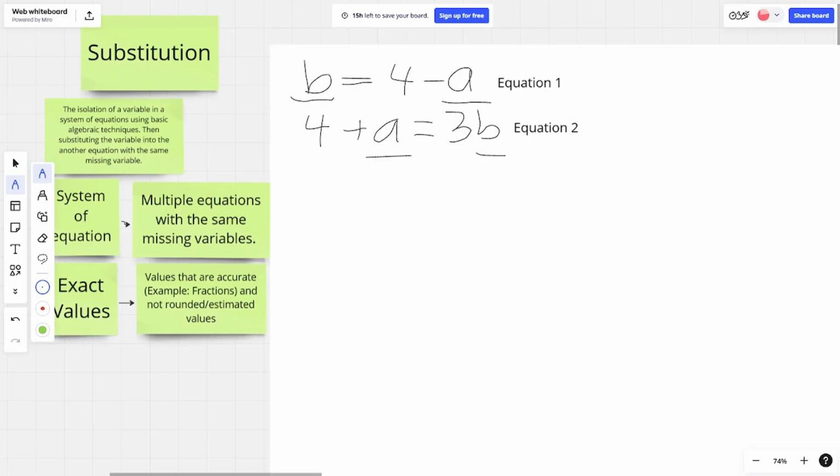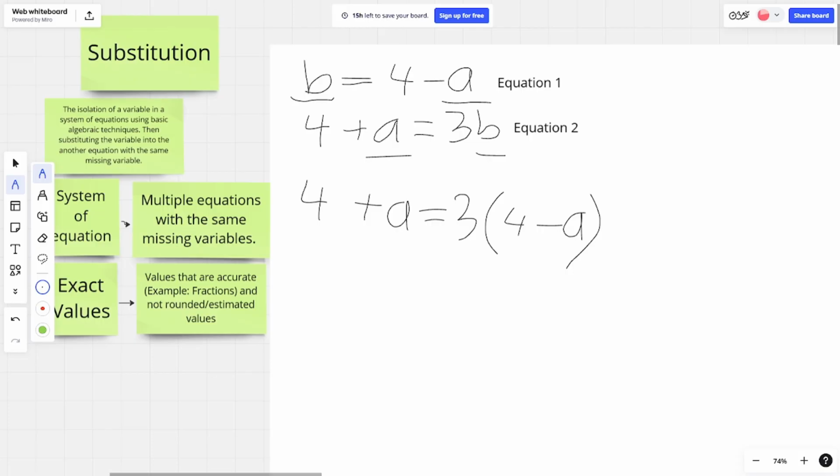So as you can see, in equation number 1, b is by itself on the left hand side of the equal sign. So then we can simply substitute that b into equation number 2. And this will look somewhat like this. On our left side, we'll have 4 plus a is equal to 3 in brackets 4 minus a. Now, as you can see, this is our new equation with only one missing variable, and that is a.